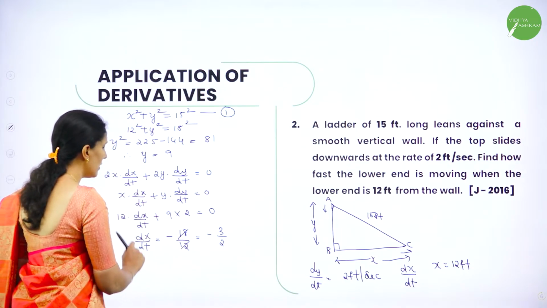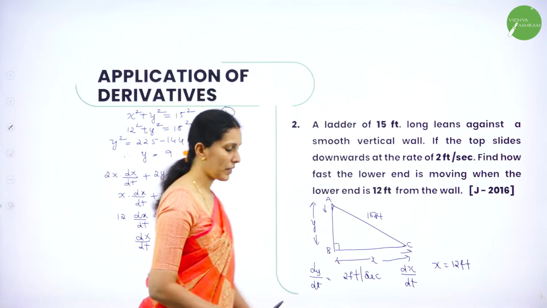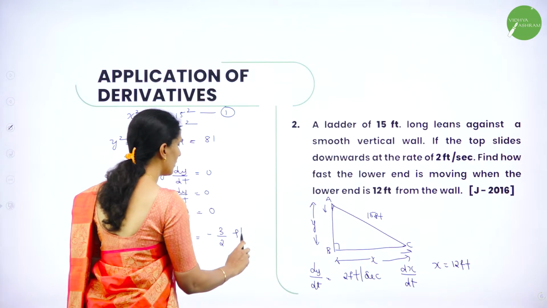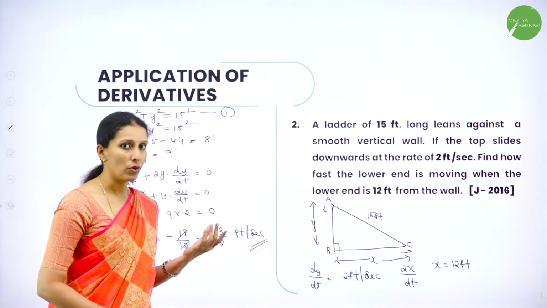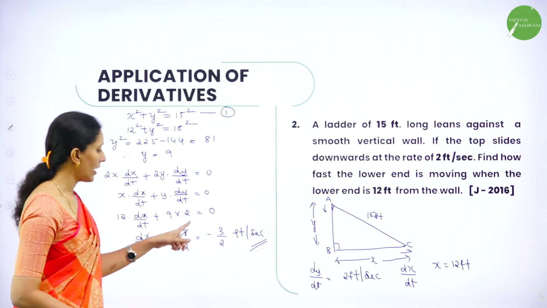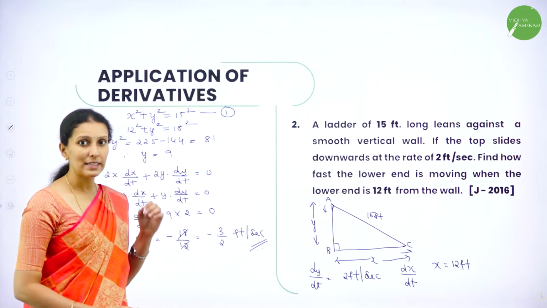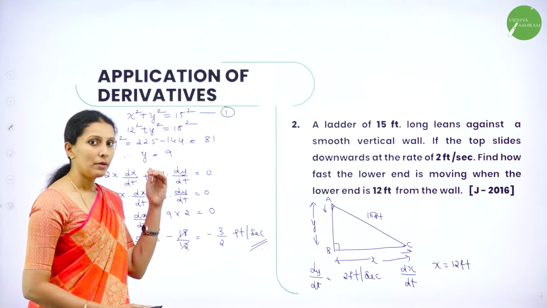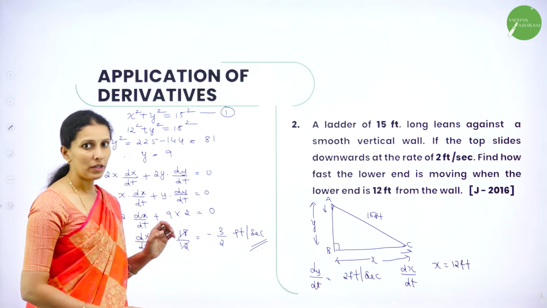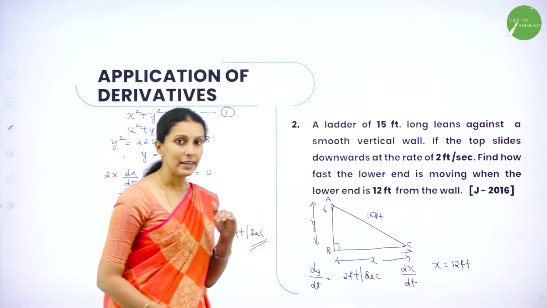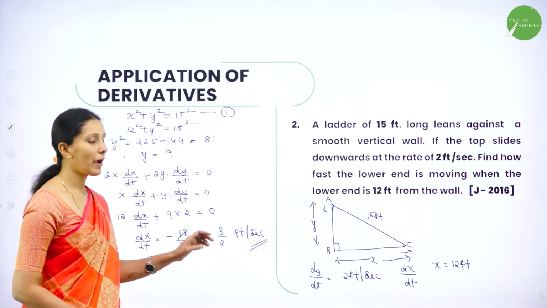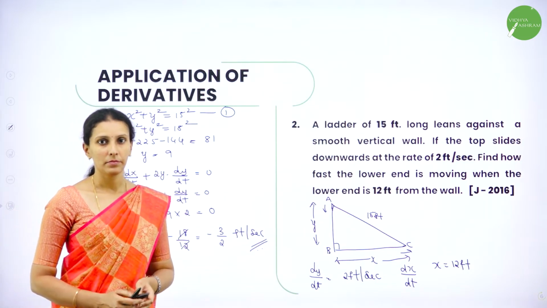Since this is the distance moving with respect to time, we can write this as 3 feet per second. The negative shows the direction here. So negative symbolizes the direction of the ladder moving or sliding down from the wall. So therefore, the bottom of the ladder is moving at the rate of 3 by 2 feet per second.